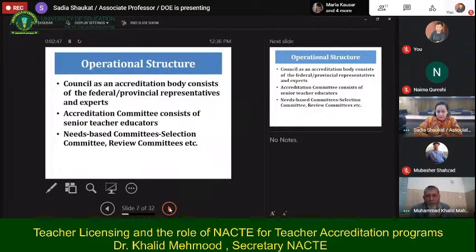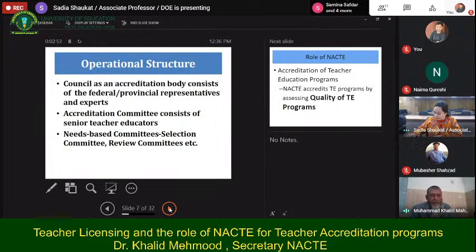Next. The council, as an accreditation body, consists of federal and provincial representatives. The total number of National Accreditation Council members is about 21. It comprises provincial secretaries, the federal secretary, a representative from the planning commission, a representative from the Higher Education Commission, and representatives from universities. There are 6 representatives from public sector universities and 2 from private sector universities, and renowned educationists. The Secretary of the Council is also a member of NACTE. We also make committees: the National Accreditation Committee, and need-based committees such as selection committees and review committees as required.